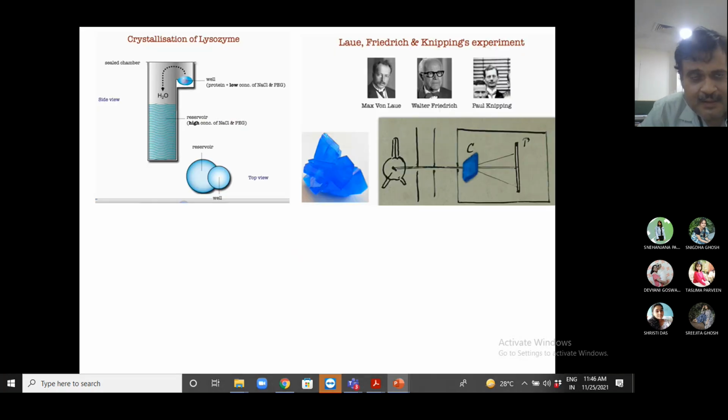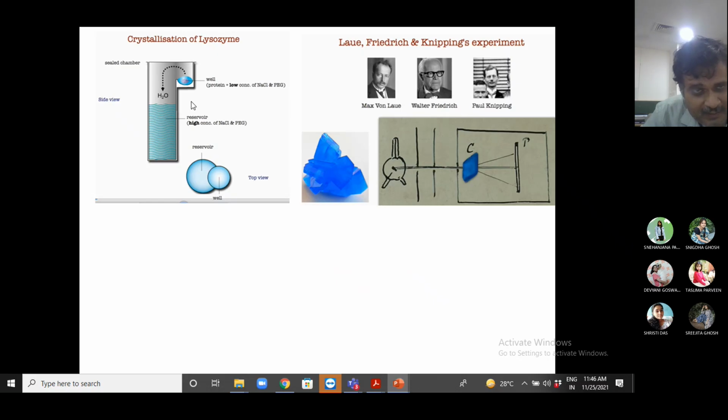So for X-ray crystallography, we have to make crystals of the object. There are various techniques available. One technique is the hanging drop method, one is the sitting drop method. This is the sitting drop method.